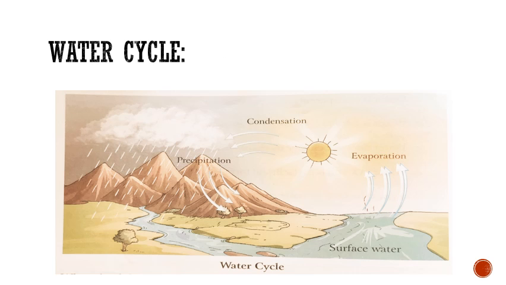This is the picture of the water cycle with three stages: evaporation, condensation and precipitation.